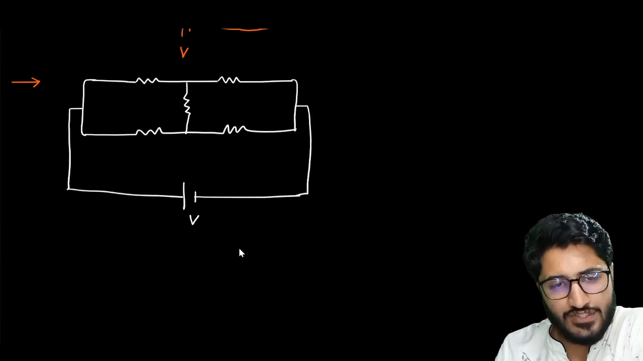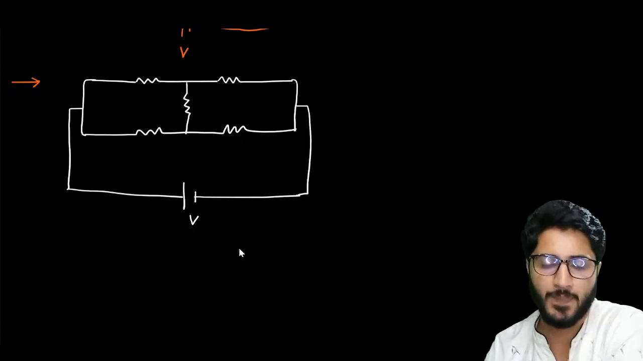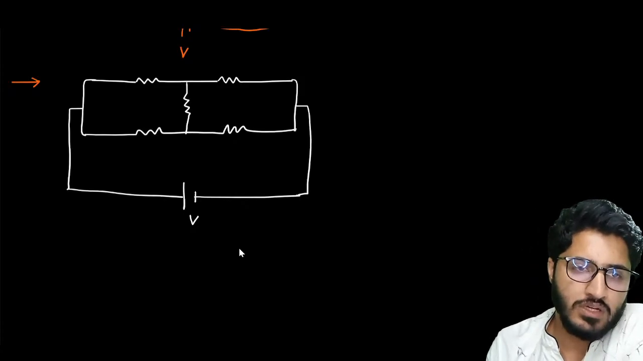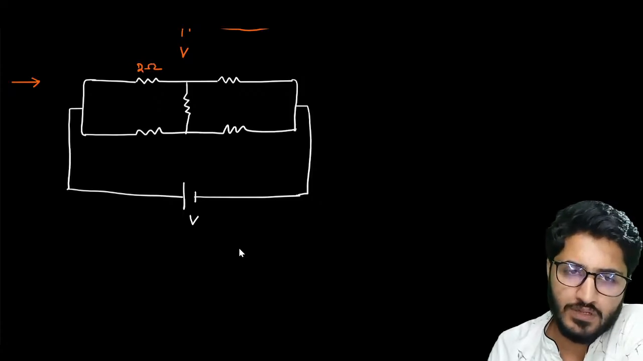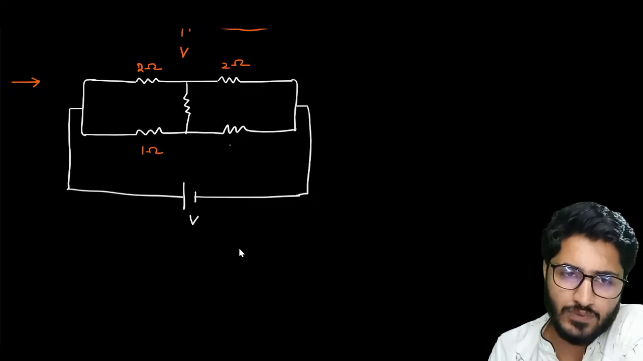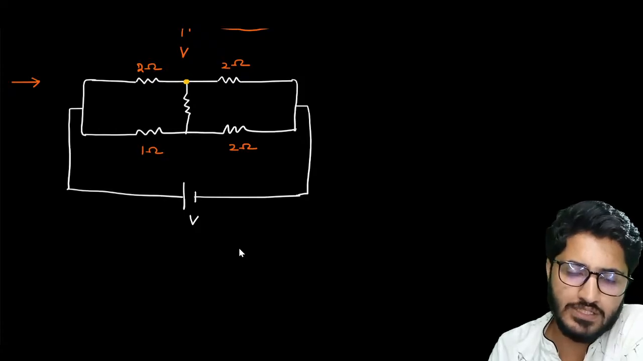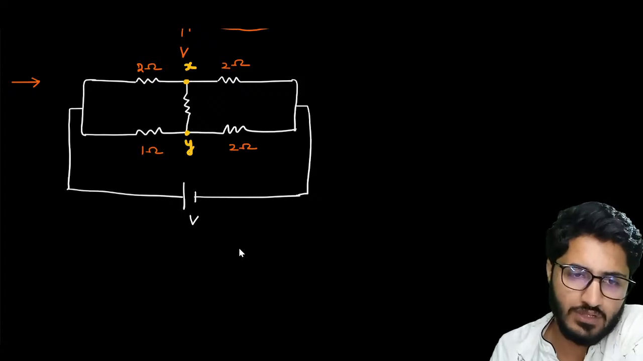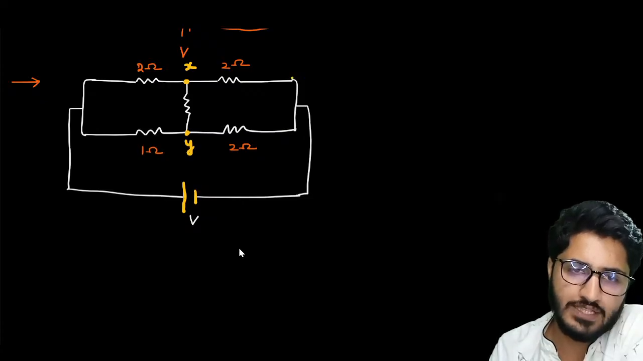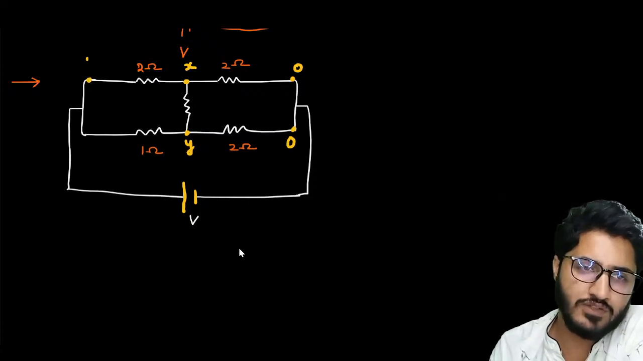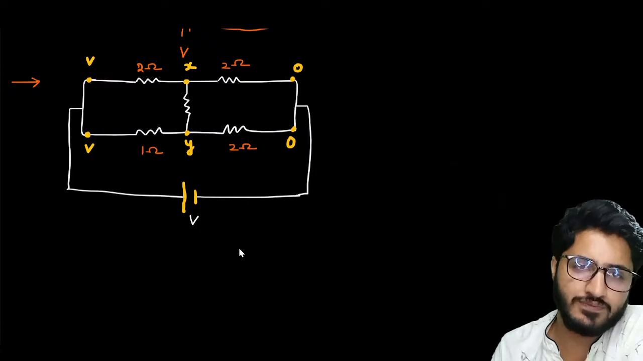Now I need your full concentration on this diagram. So if this is 2 ohm, this one is 2 ohm. Suppose this one is 1 ohm and this one is 2 ohm. Done. And potential, this one is X, this could be Y, different potential. This one belongs to V, this is 0. So potential of this side will be 0, potential of this side is 0, potential of this side is V, potential of this side is V. Okay, done.